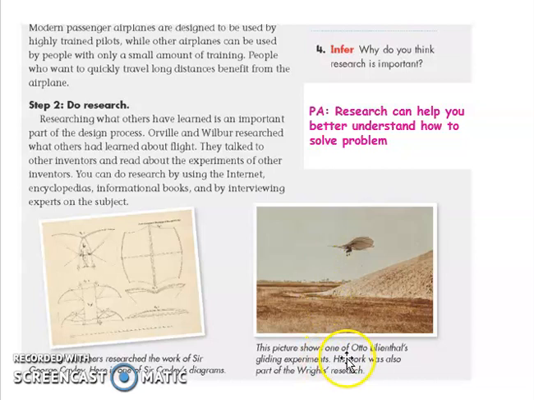This picture shows one of Otto Lilienthal's gliding experiments, which was also part of the Wrights' research. So the first flying object that is drawn by a passenger is discovered by Mr. Otto. Okay, so this is the picture of his glider. But this study is just continued by the two brothers Orville and Wilbur.